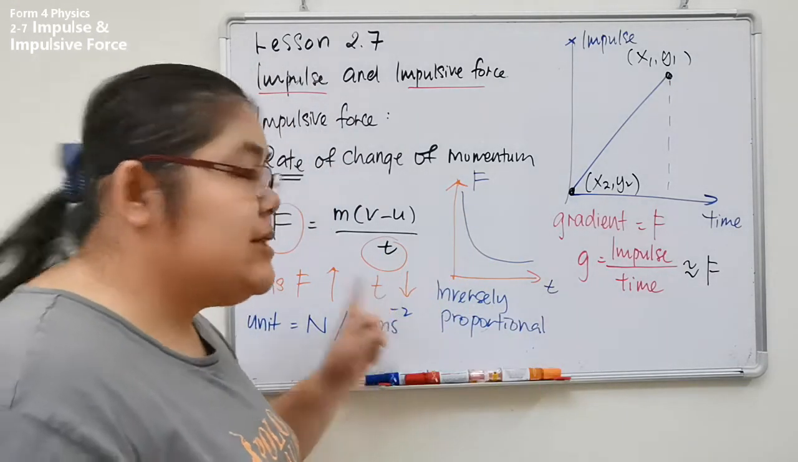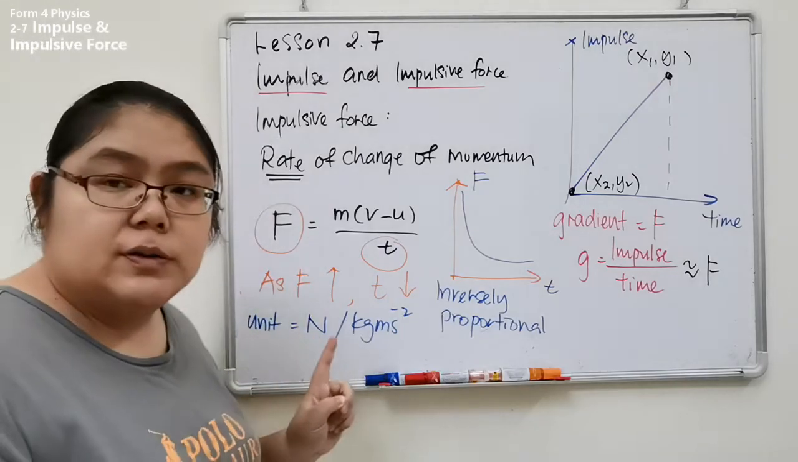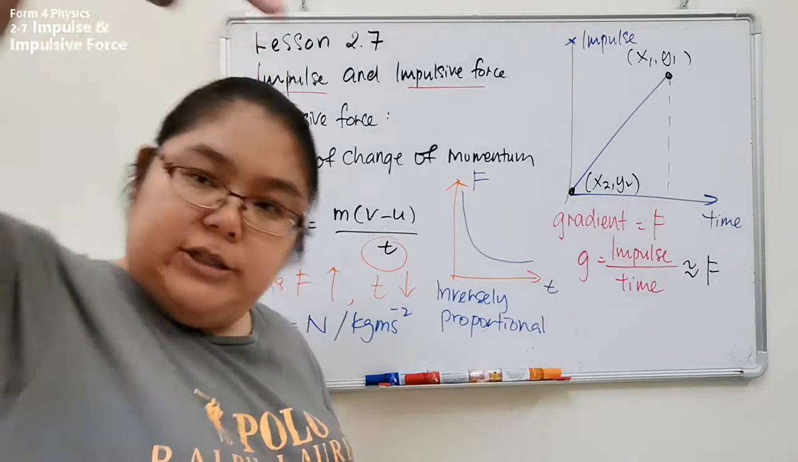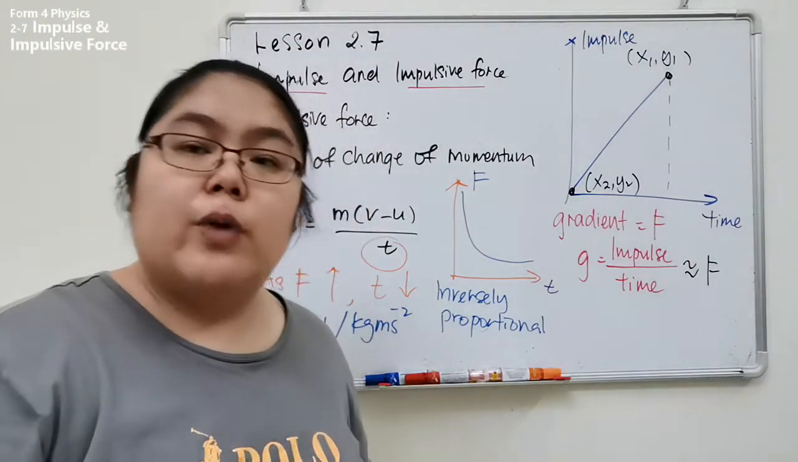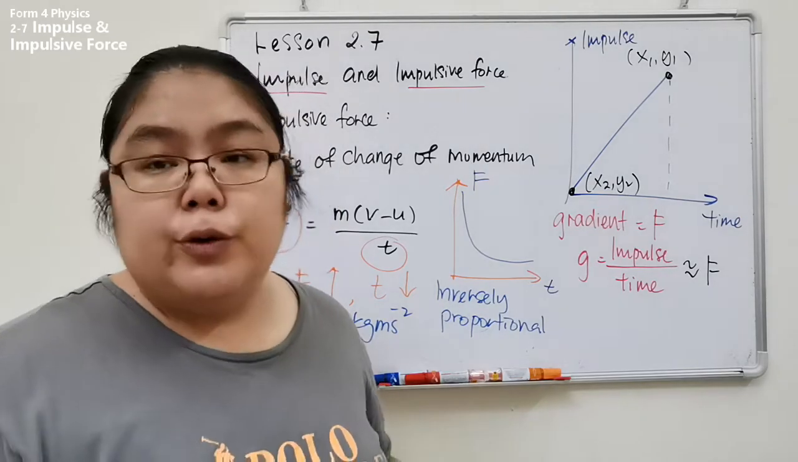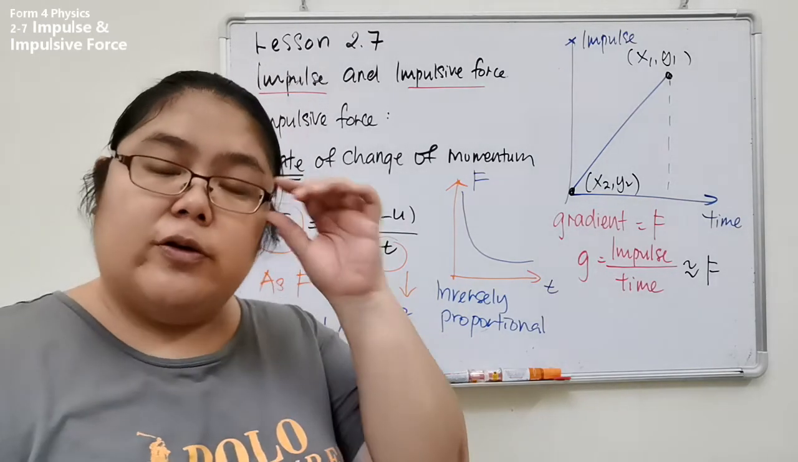So when they take a longer time to land, what do you think about the force? The force must be less. If I don't want to bend the knee, I jump straight and then land. So what do you find? Your leg will be very painful, maybe it will be broken, we don't know, because the impulsive force is too high.